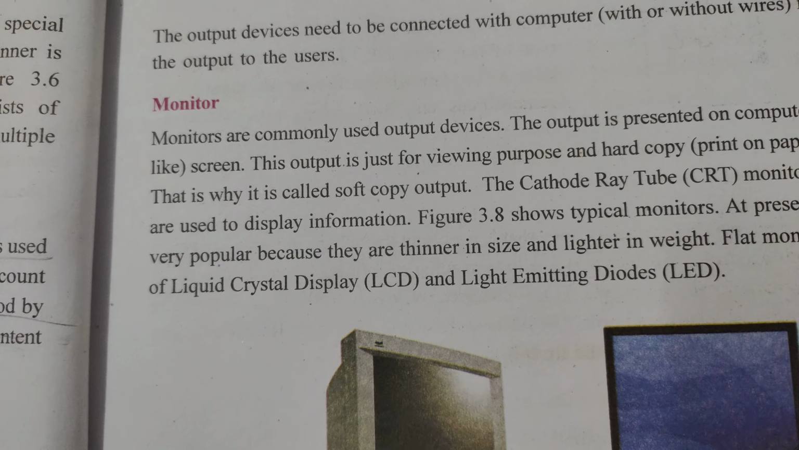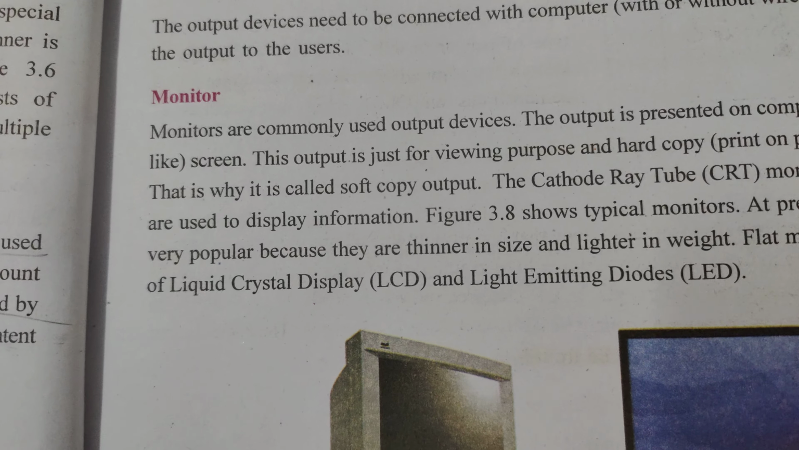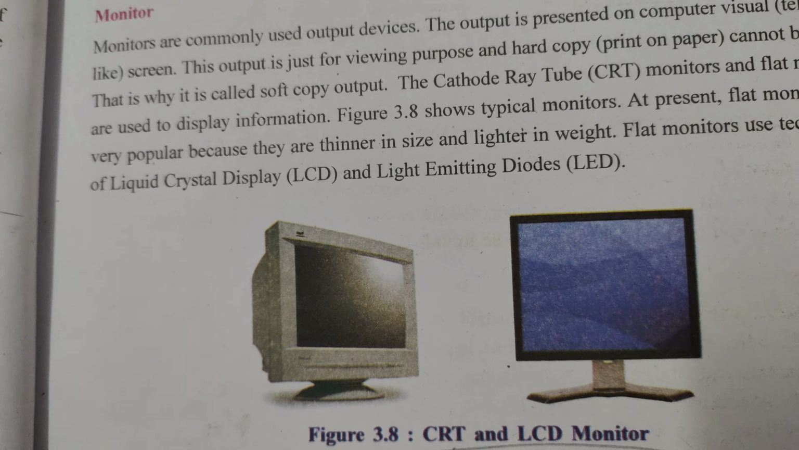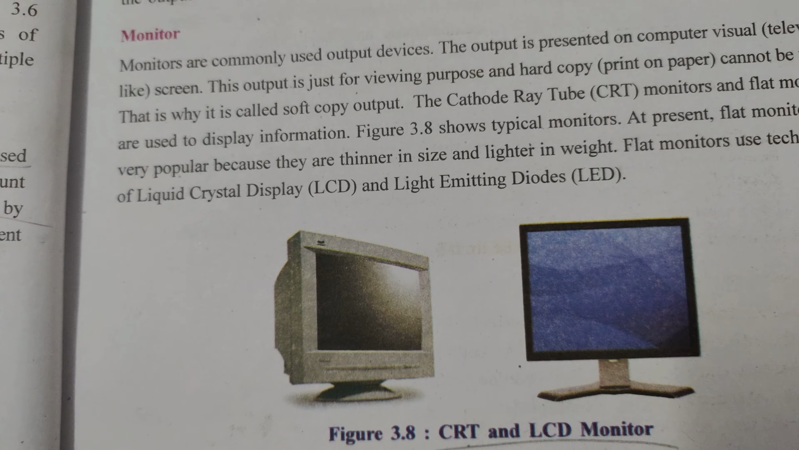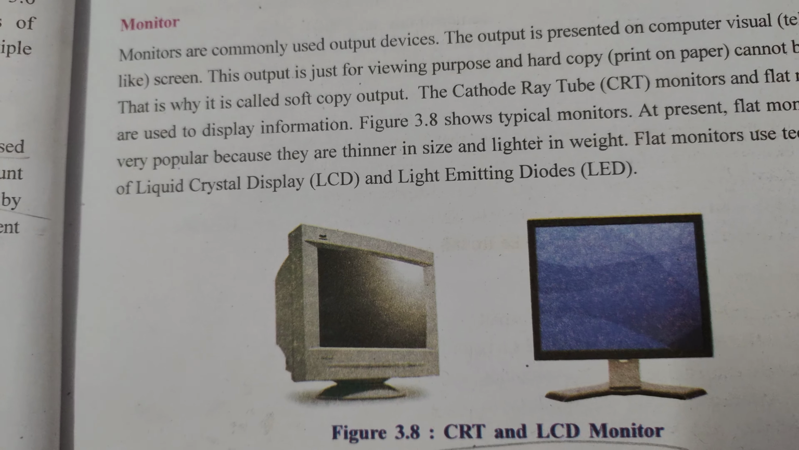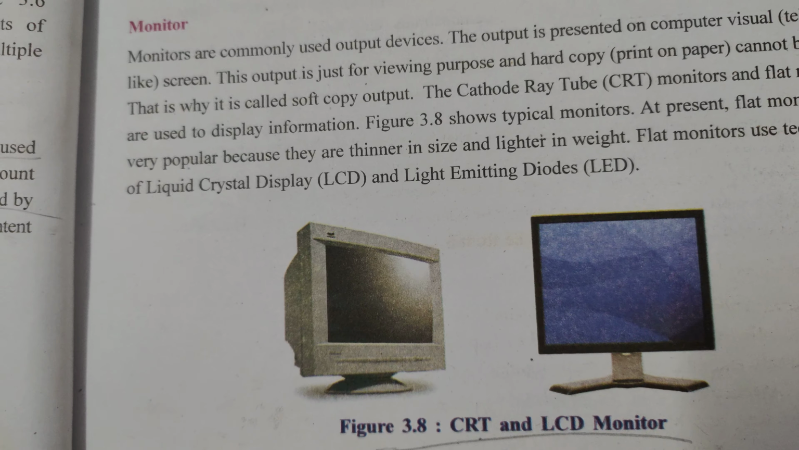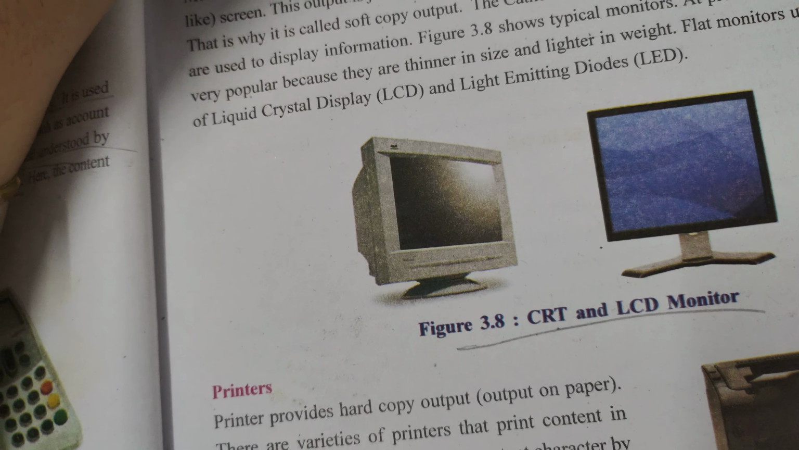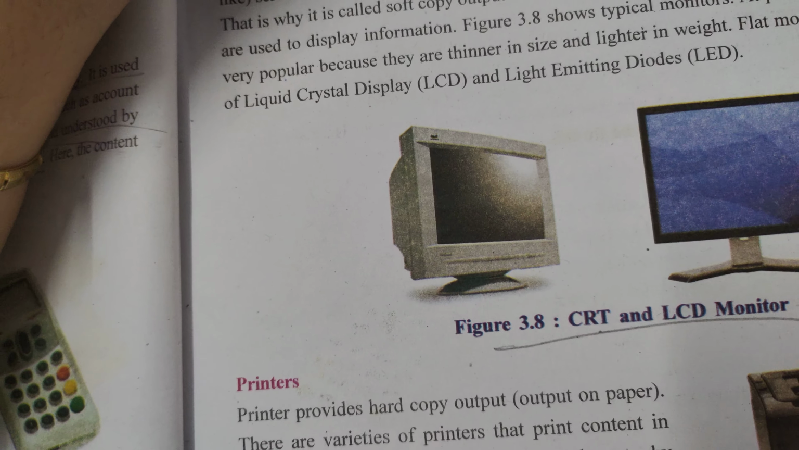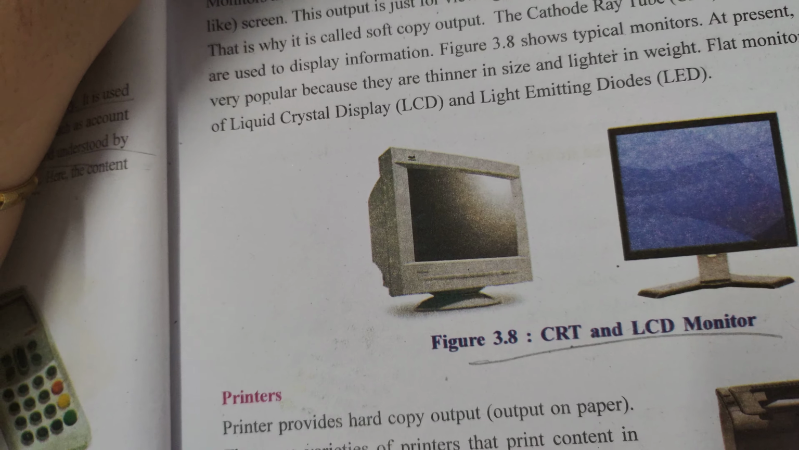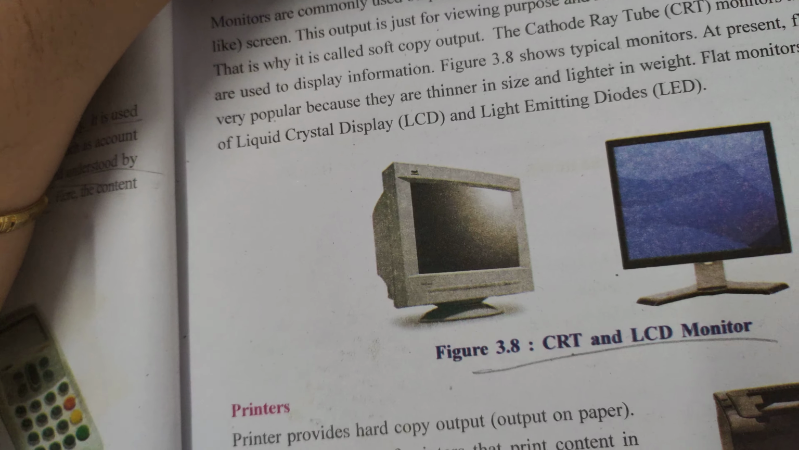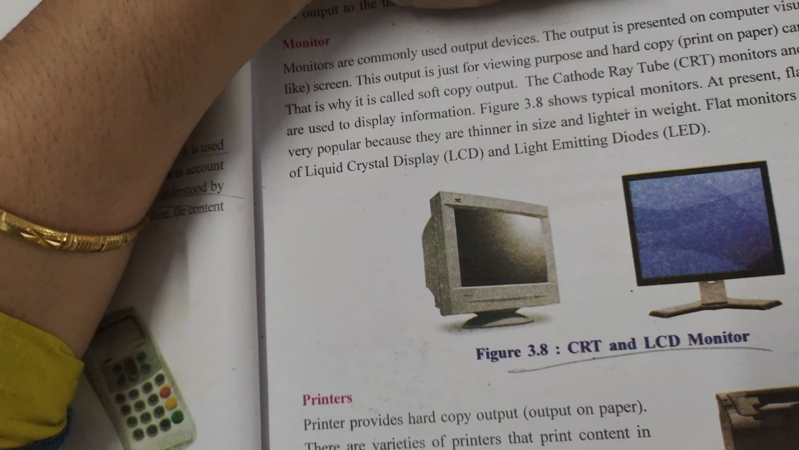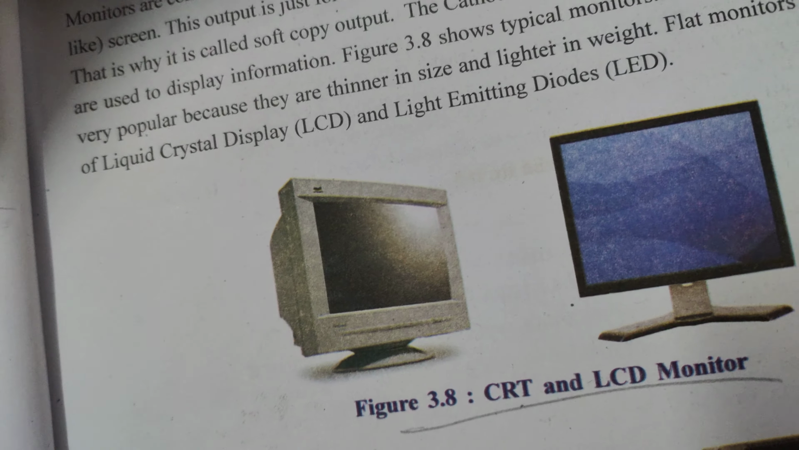In these output devices, first is the monitor. Monitors are commonly used output devices. These are all monitors. Monitors are of many types: LCD, LED, and CRT, the cathode ray tube monitor, which we were using first. Now we are using liquid crystal display and light emitting diodes. These are the monitors which we are using now.